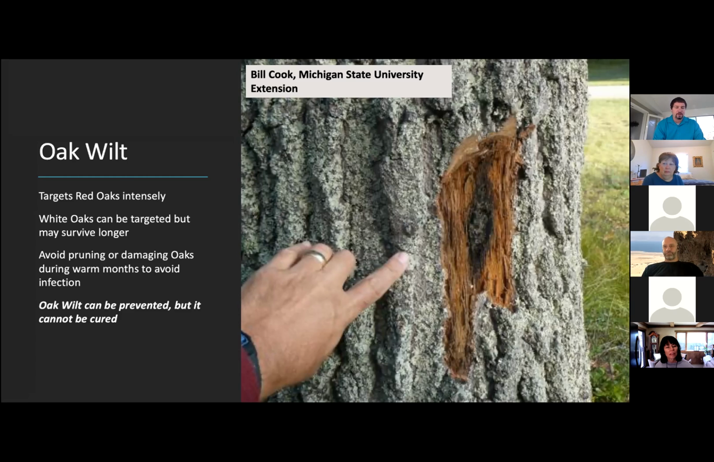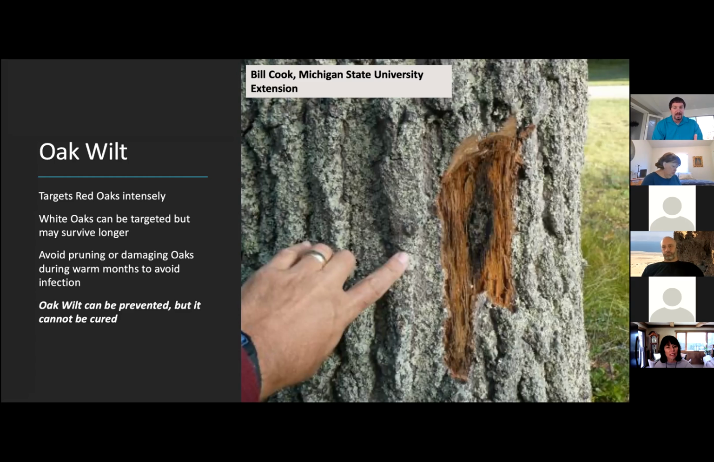Wounds that are older than about 48 hours have been shown to not be susceptible to a new infection. So if you have a piece that breaks out of your oak tree and you call somebody and they say, well, we can't get to it for a week, then it's not worth them coming out at all. Because after 48 hours, the tree has been able to seal itself up well enough that that's no longer a problem. If you have a hazard, if you've got a piece that's hanging out of the tree, absolutely, they should still come out and take care of that. But in terms of defending your tree against oak wilt, that's not really going to be effective, just because the window for infection is pretty short.